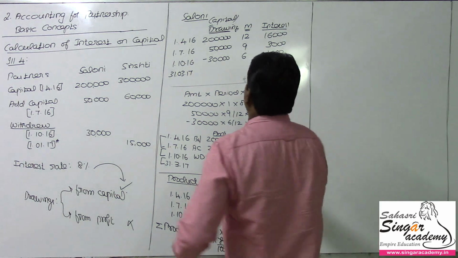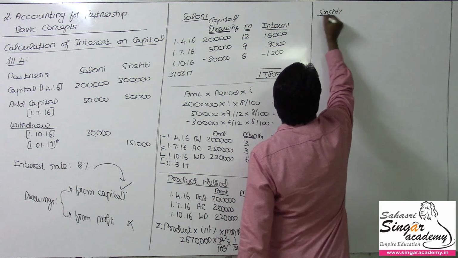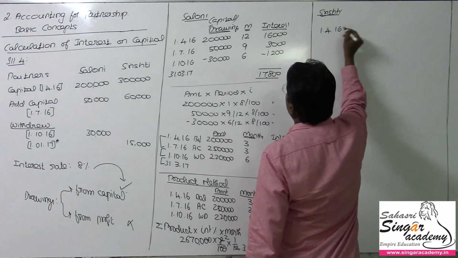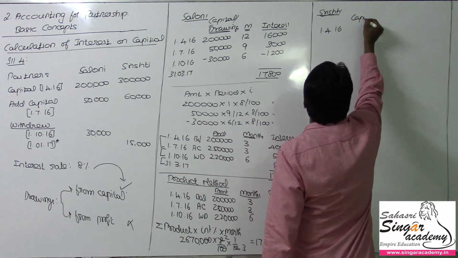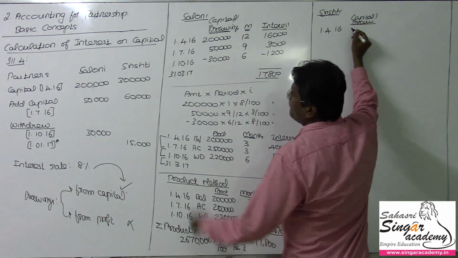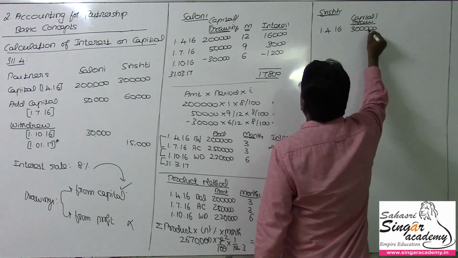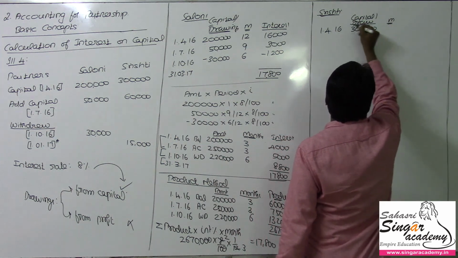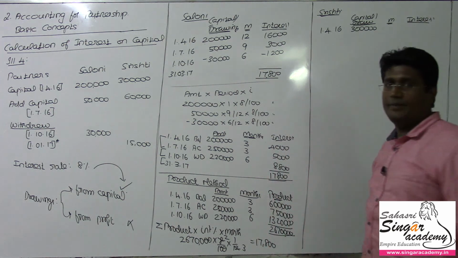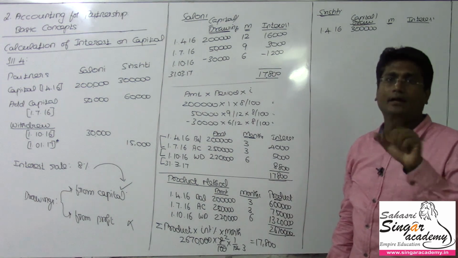Now I am going to solve Srishti's case. Srishti, okay, here 1st April 2016, capital and drawings, drawings in minus, capital being 3 lakhs, then number of months and interest. You can follow one of the methods. I solved under 3 methods in the first case. For the Srishti case, I am going to solve only under a single method.